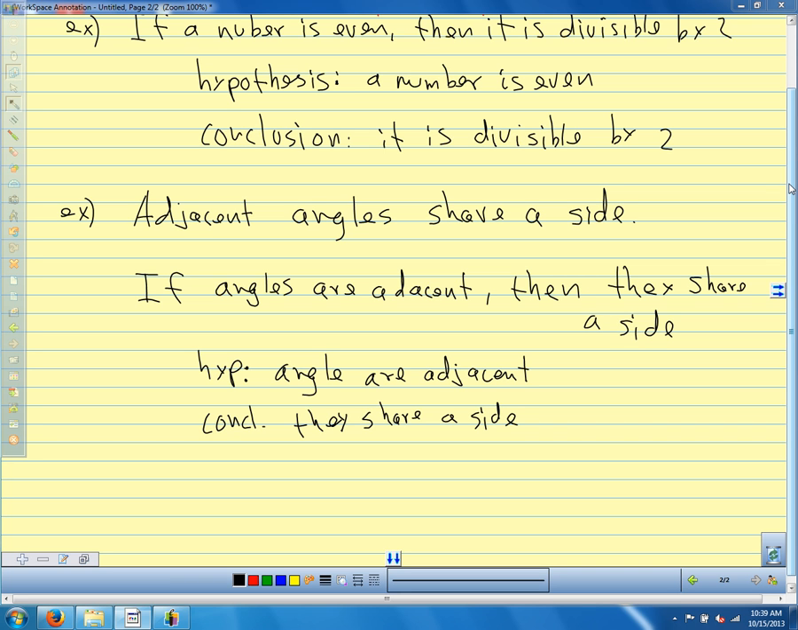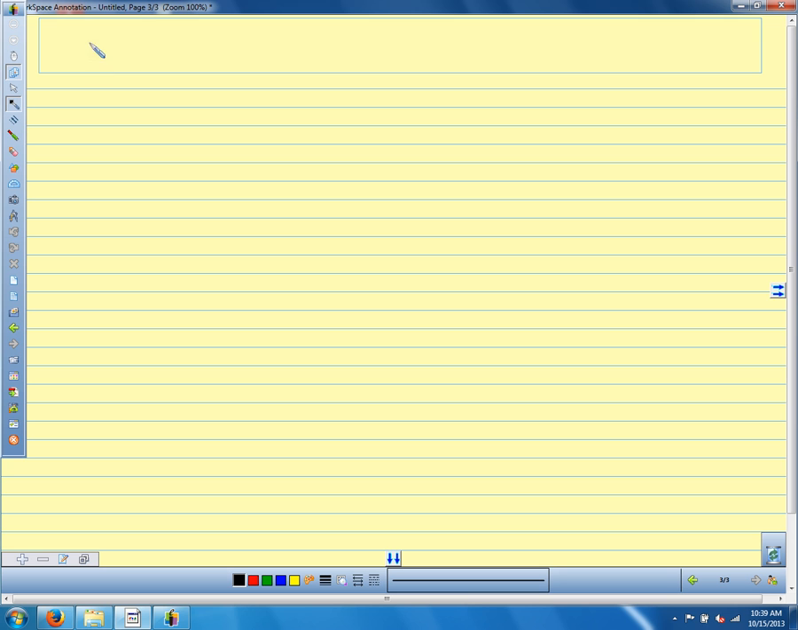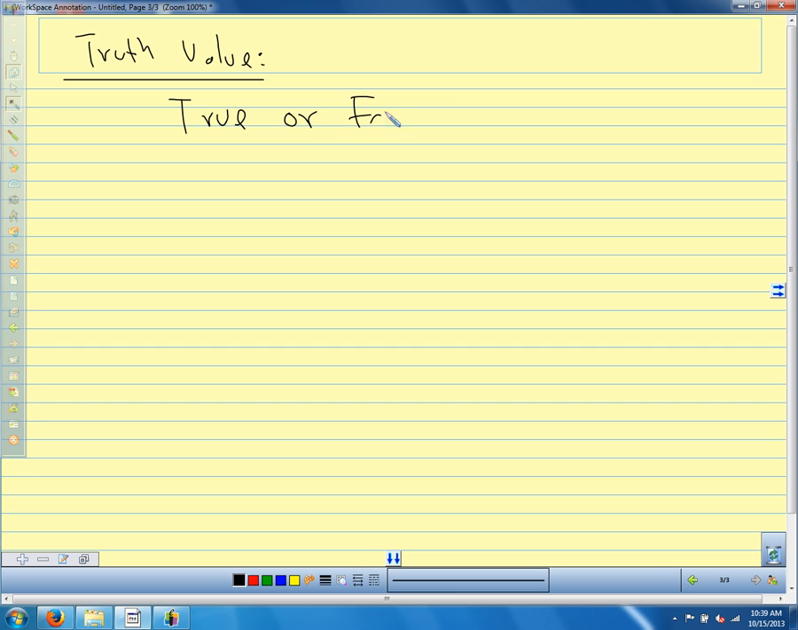So when we look at a conditional statement and decide whether it's true or not, we're trying to decide what we call its truth value. The book calls it its truth value. So the truth value of a conditional statement is either going to be true or false. So we decide if the statement's true, or we decide if it's false. It can only be true or false. It can't be true and false at the same time. That doesn't make sense.